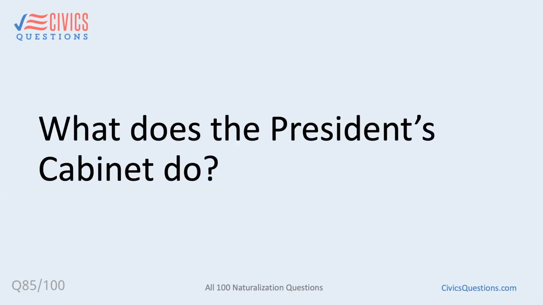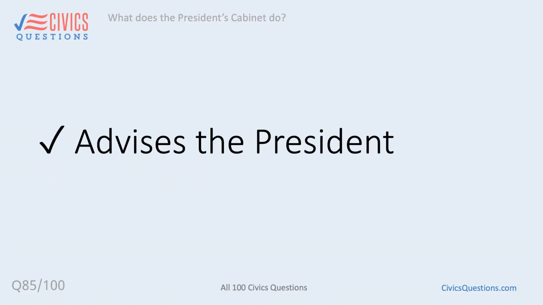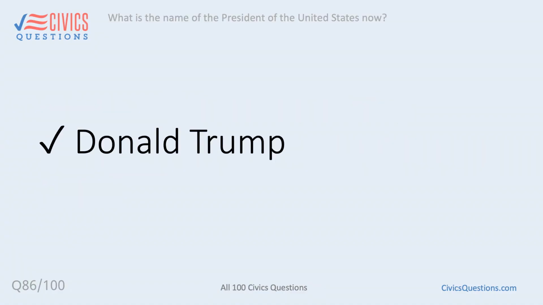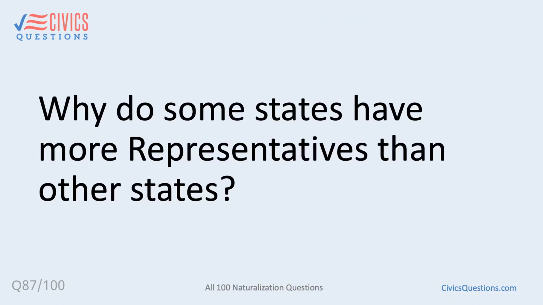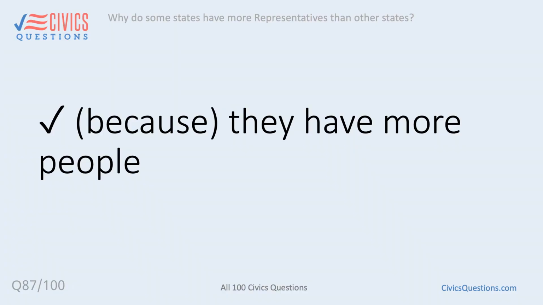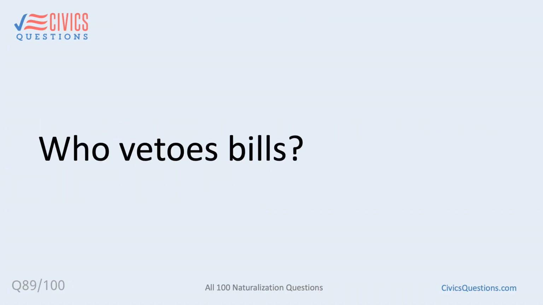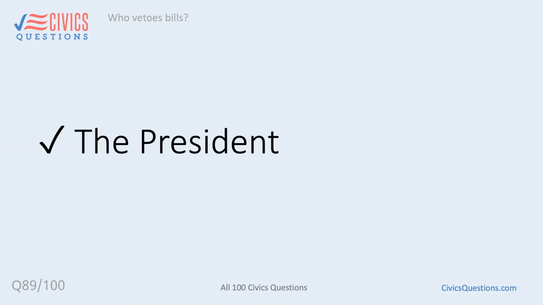What does the President's cabinet do? Advises the president. What is the name of the President of the United States now? Donald Trump. Why do some states have more representatives than other states? Because they have more people. How many justices are on the Supreme Court? 9. Who vetoes bills? The president.